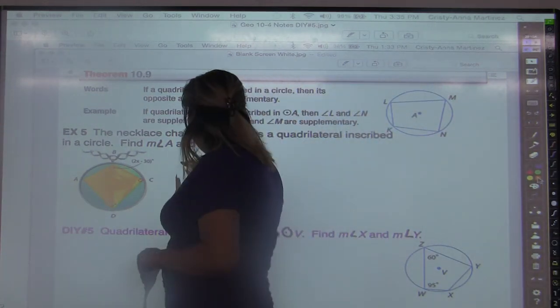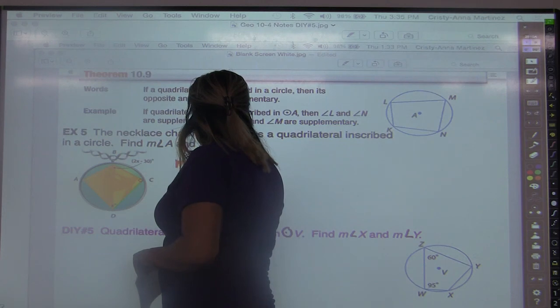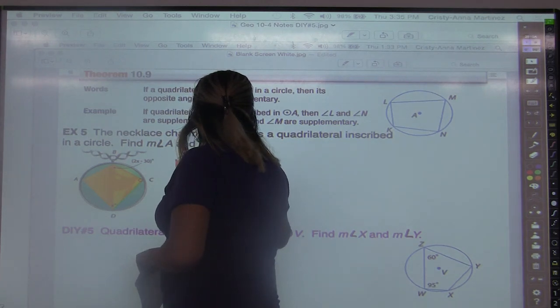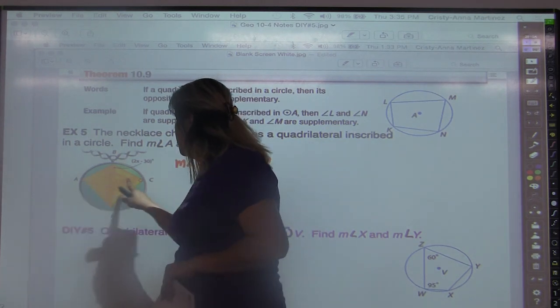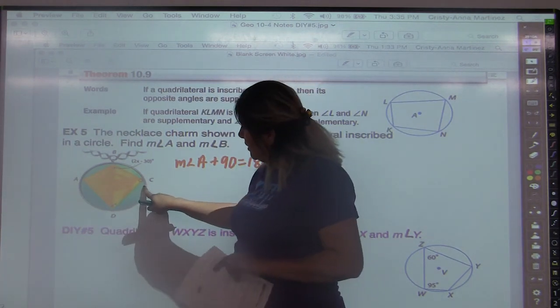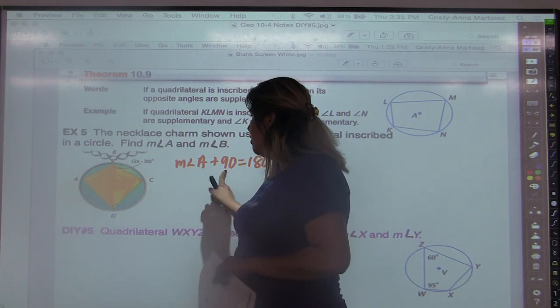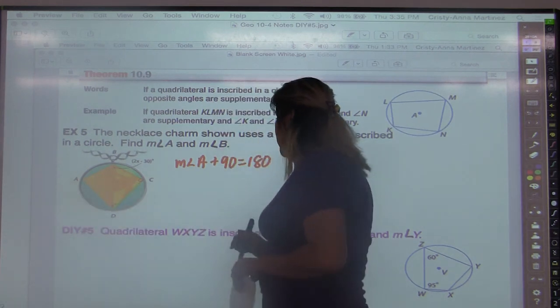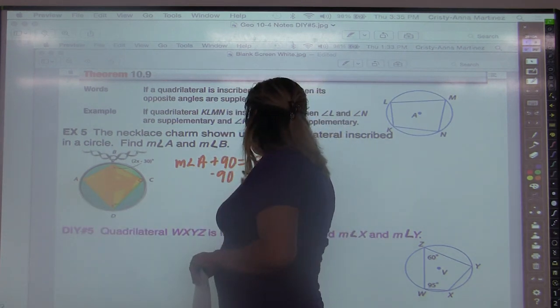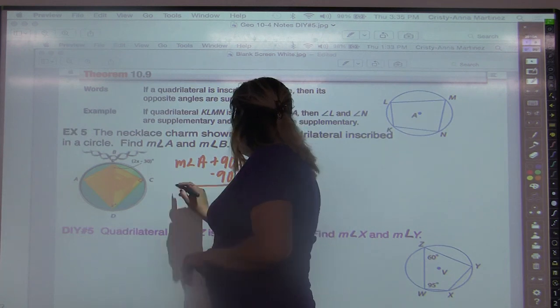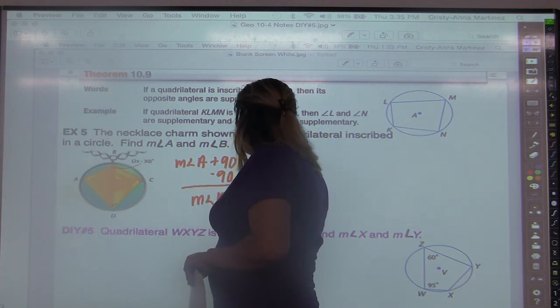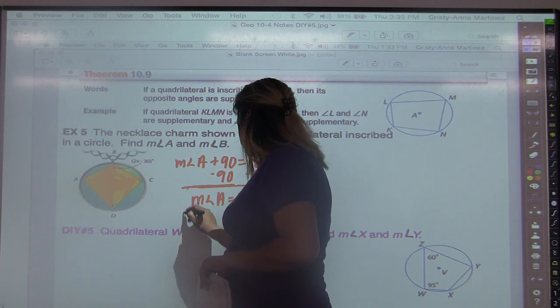And so the measurement of angle A plus 90 has to equal 180, because these opposites, A and C are opposites. So I don't know if you can tell, but this is actually marked as a 90-degree angle. So that's why I'm putting the 90 here. So A plus 90 should equal 180, which obviously if we subtract 90 from both sides tells us that the measurement of angle A equals 90.